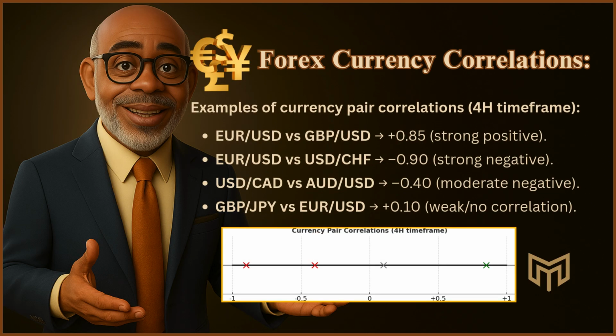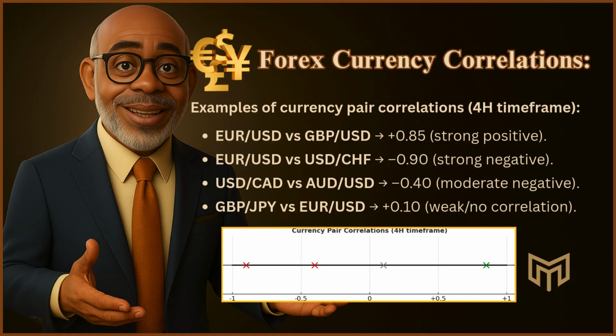Here's what correlation looks like in practice. On a 4-hour chart, the euro over the US dollar and the British pound over the US dollar show a strong positive correlation, around +0.85. Meanwhile, the euro over the US dollar and the US dollar over the Swiss franc move in opposite directions, showing a strong negative correlation near -0.90.